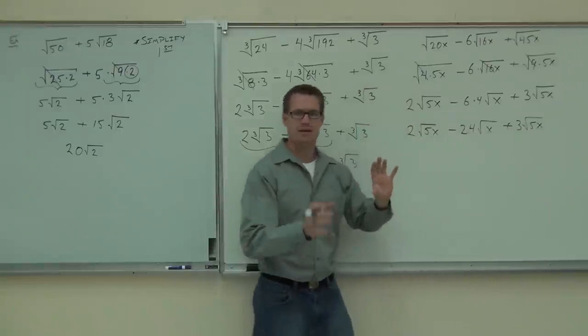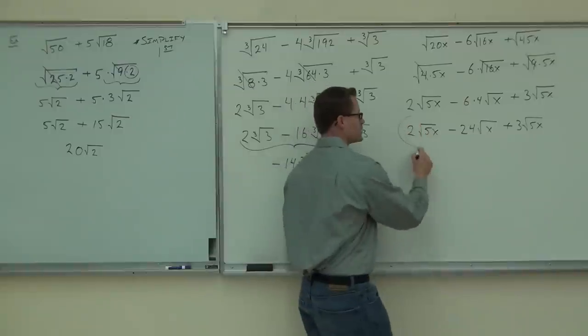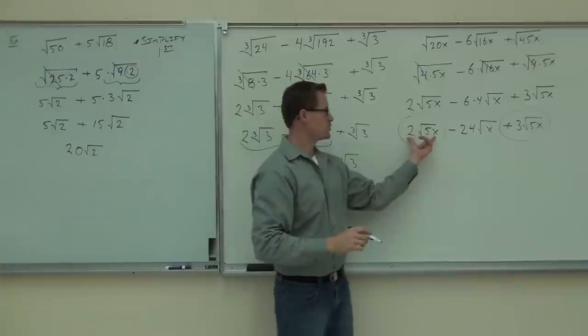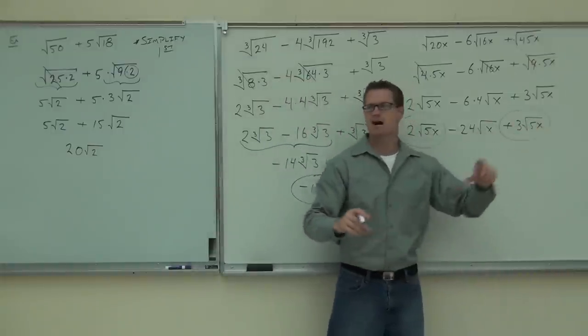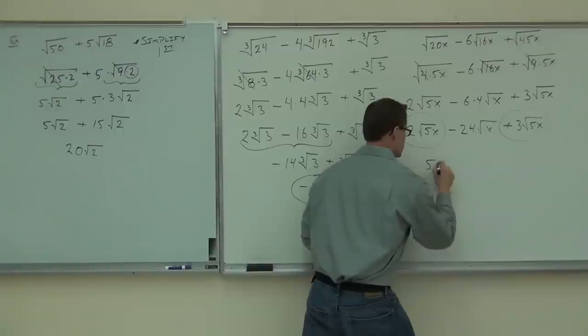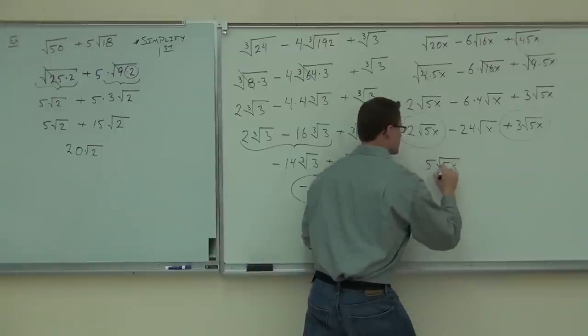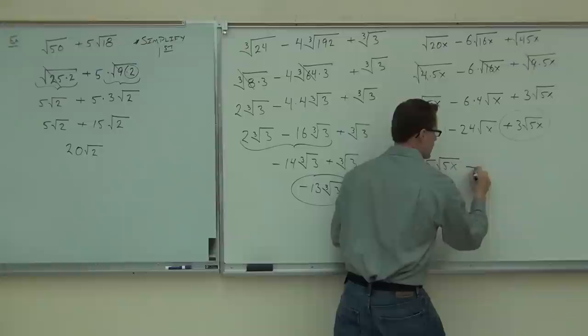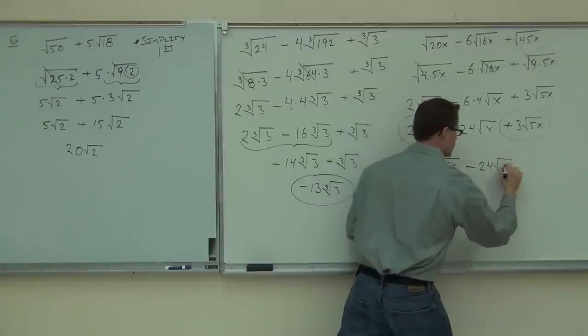So just like we had in the opening of this problem, you can only combine like terms, you can only combine like radicals. So we have a 2 root 5x, we've got a 3 root 5x. How many root 5x do I have? 5 root 5x. 5. That takes care of these ones. Then at the back end, I still have a minus 24 root x.